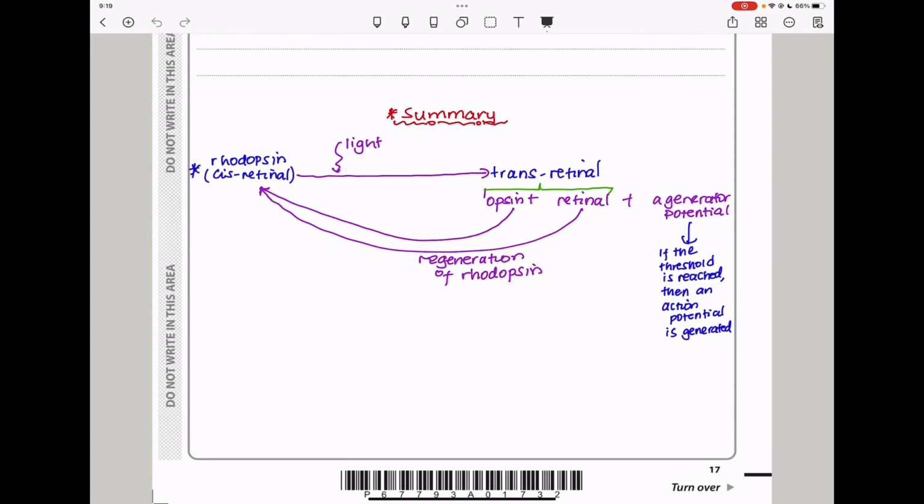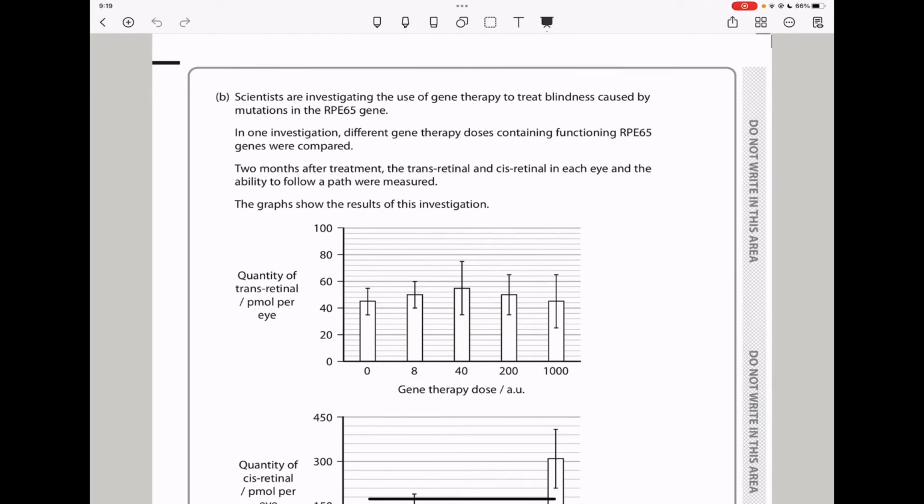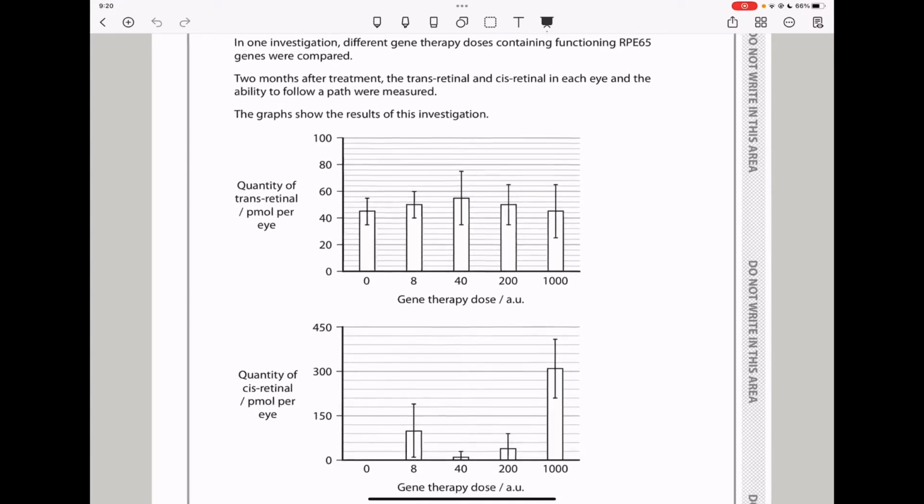Let us continue to the next part. Part B says, scientists are investigating the use of gene therapy to treat blindness caused by mutations in the RPE65 gene. In one investigation, different gene therapy doses containing functioning RPE65 genes were compared. 2 months after treatment, the trans retinal and cis retinal in each eye and the ability to follow a path were measured. The graphs show the results of this investigation.